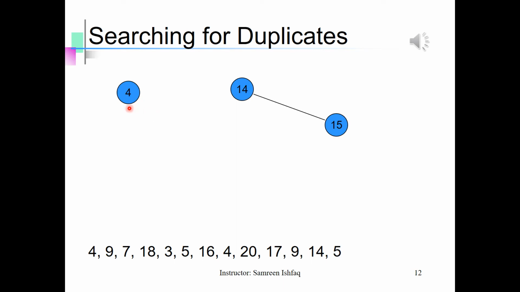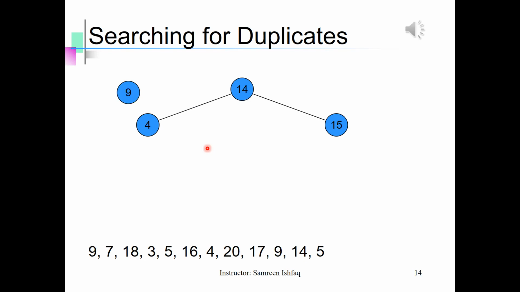The next number in the list is 4. We will compare 4 with 14. Both numbers are different and 4 is less than 14, so we make the node 4 the left child of node 14. At this point there is no left child of the root node, so we can add 4 as the left child of the root node, that is node 4.